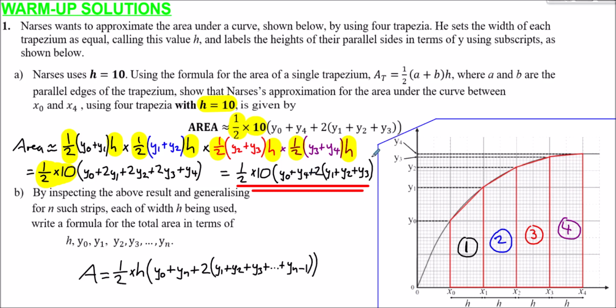I missed a bracket off there as well, which is going to annoy me, so put that bracket back on. And yes, that's warm-up question 1. So that's the general formula to approximate the area under a curve using the trapezium rule. We're going to use this result today for the main bit of the lesson.